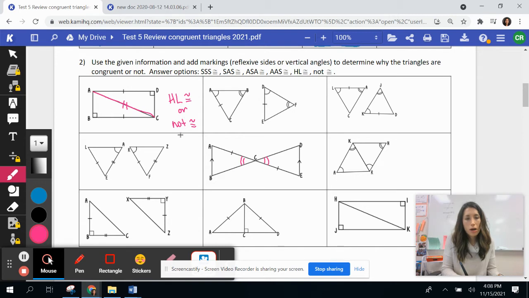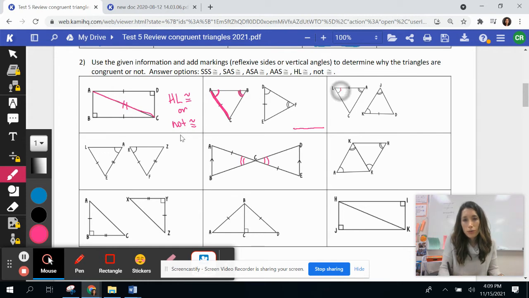Okay, let's try the one right next to it. So we have here an angle mark congruent to another angle. We have an angle mark congruent to another angle, and then we have this side. Now, as I'm tracing this side, it's not in the middle. So go ahead and state why these triangles here are congruent.